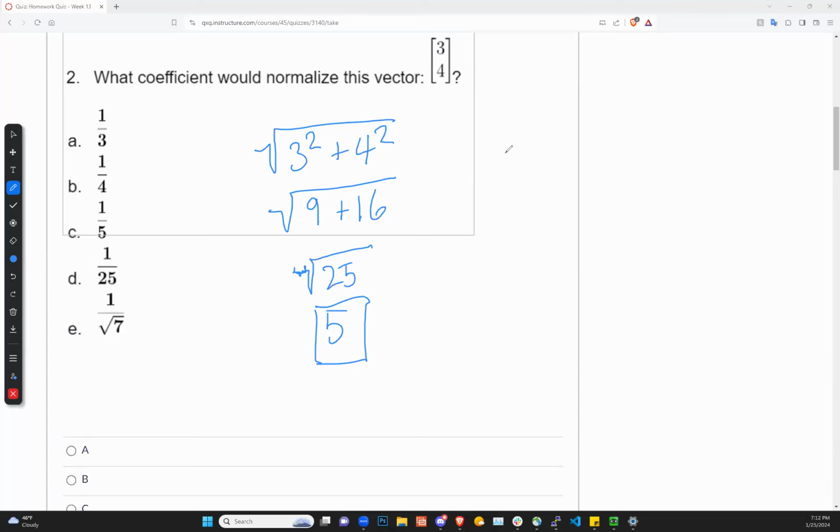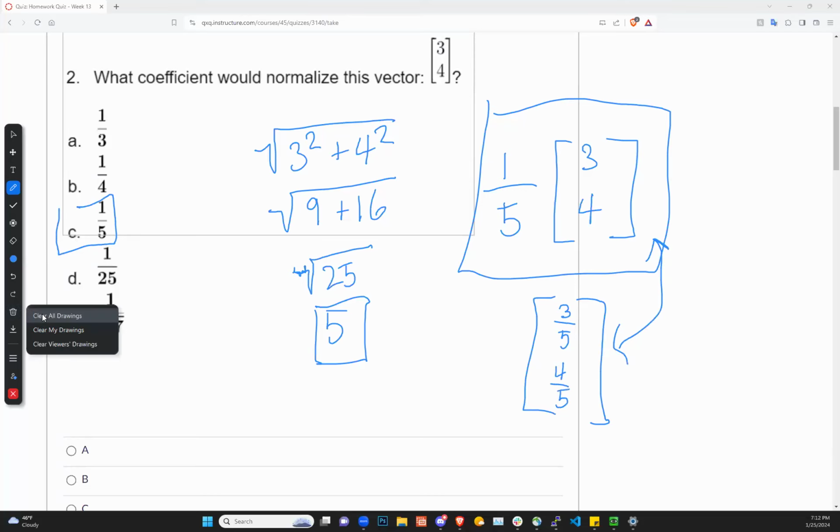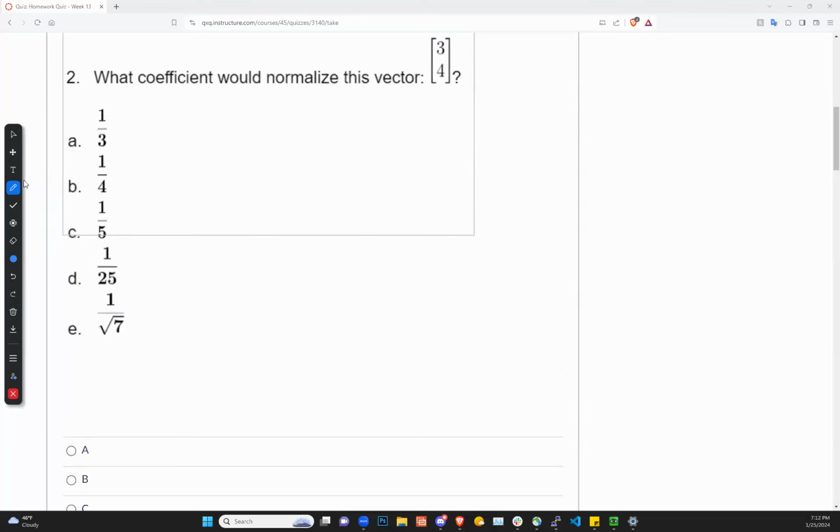So all we would do is we would multiply by 1/5 to get a vector that has length 1. So this is our normalized vector. You could also multiply this coefficient into the vector to get 3/5 and 4/5. These two are actually the exact same thing, but it's asking what's the coefficient, and so the correct answer here is C, which is 1/5. Are there any questions about question 2 before we continue?